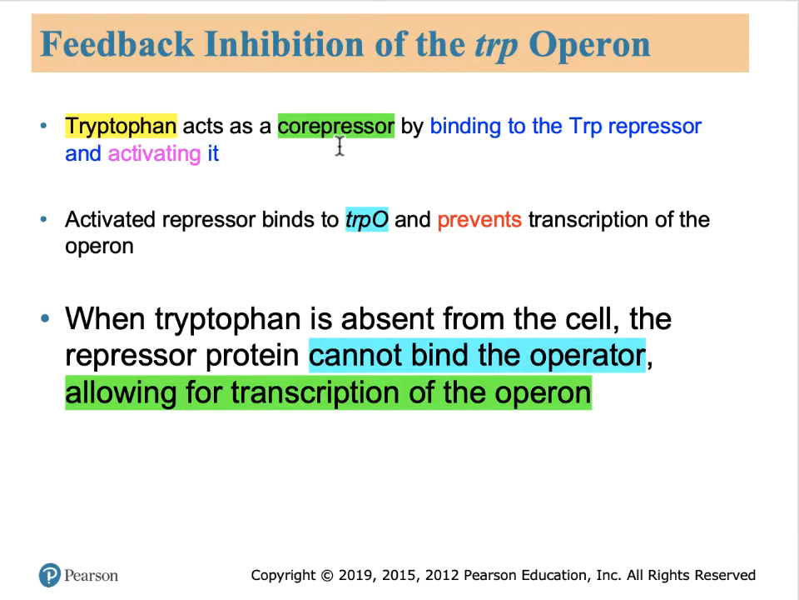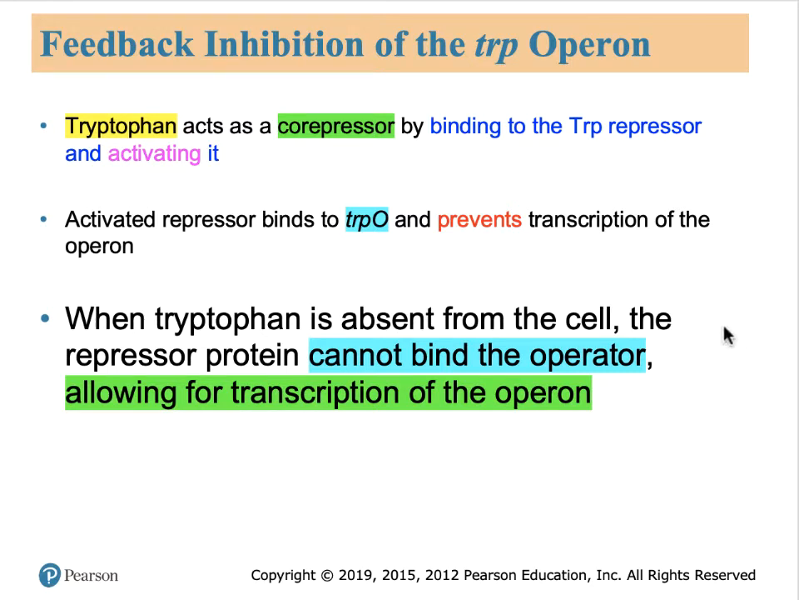And in order to activate the repressor to do its job, which is to prevent transcription, the tryptophan has to bind first to the repressor. So without tryptophan, the repressor is just floating around the cell aimlessly without anywhere to go. But when tryptophan binds, it then is targeted directly towards the operator region of the trp operon.